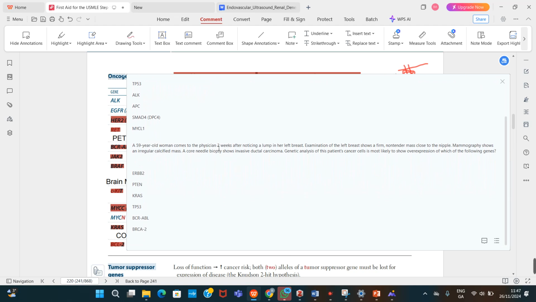A 52-year-old woman comes to the physician 2 weeks after noticing a lump in her left breast. Examination of the left breast shows a firm non-tender mass close to the nipple. Mammography shows an irregular calcified mass. A core needle biopsy shows invasive ductal carcinoma. Genetic analysis of this patient's cancer is most likely going to show overexpression of which of the following genes?